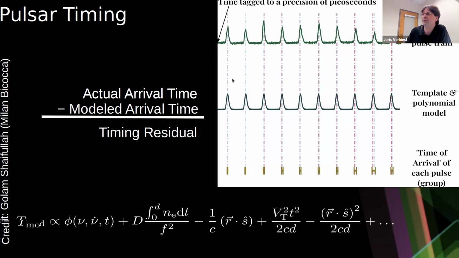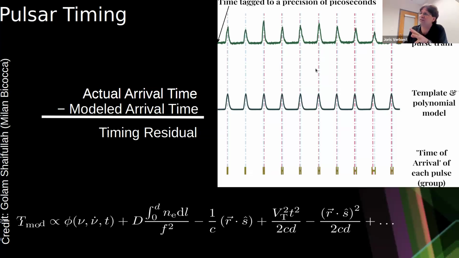Because they're stable and repeatable, we can make what we call a template, which is basically the ideal pulse shape without any noise. Just this is what the pulse shape should look like. By comparing your template pulse with your observed pulse, you can get an arrival time. And in fact, you can see how the difference between the template and the observation changes in time, and that's the residual. Now, this is a bit of a caricature animation here.